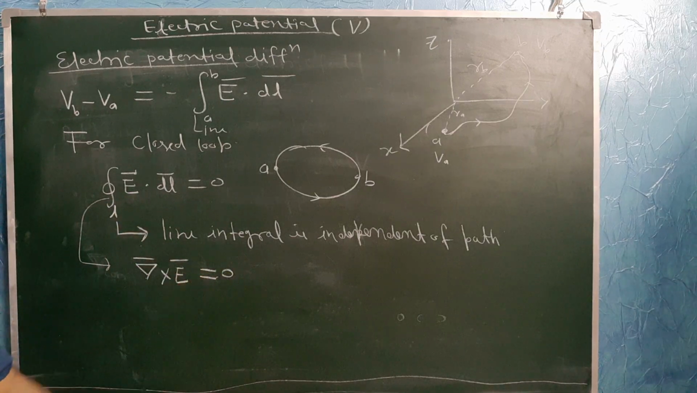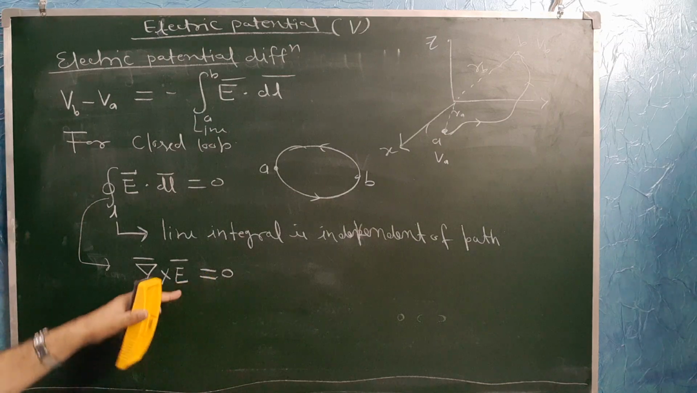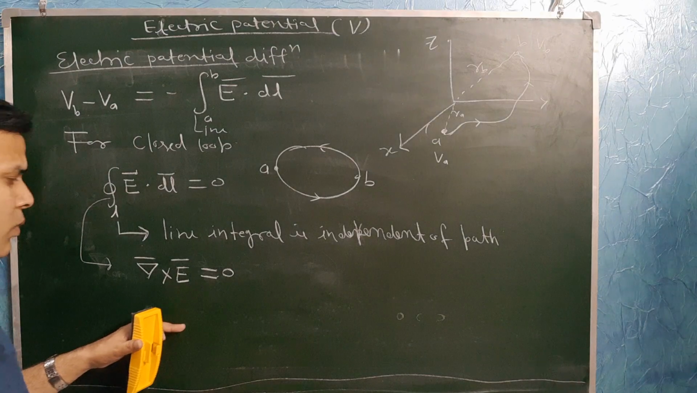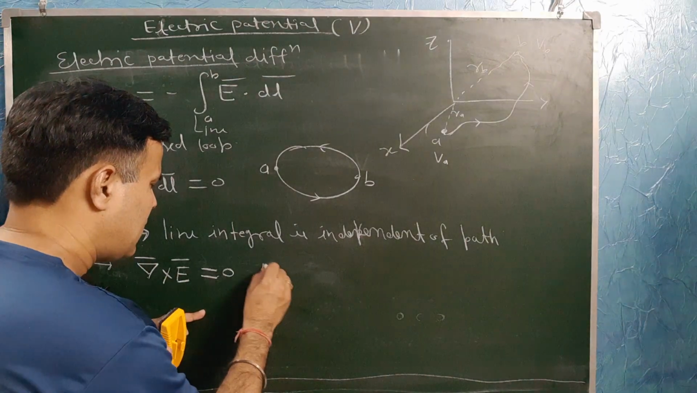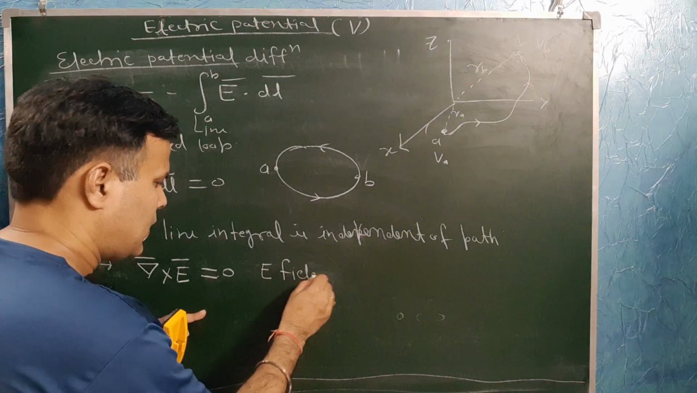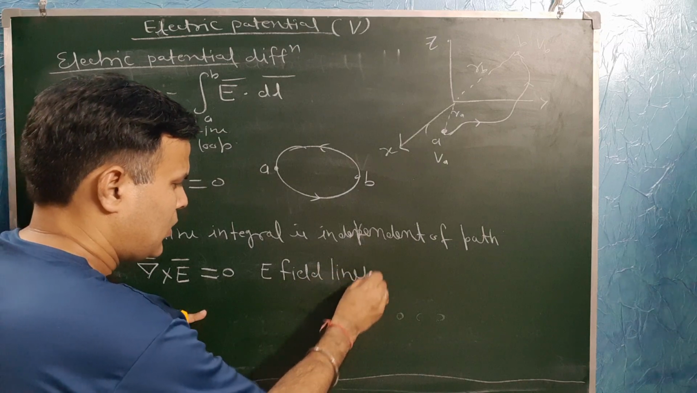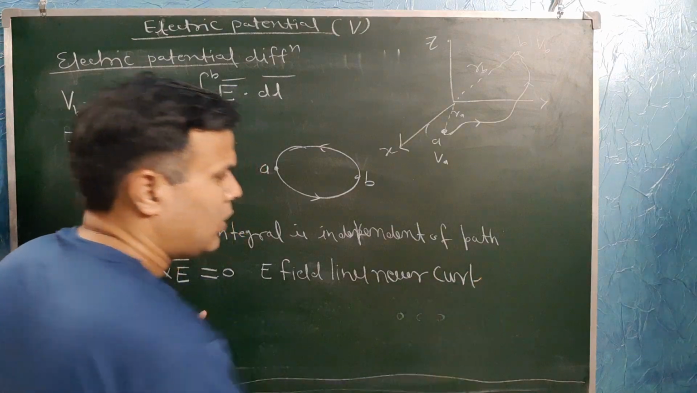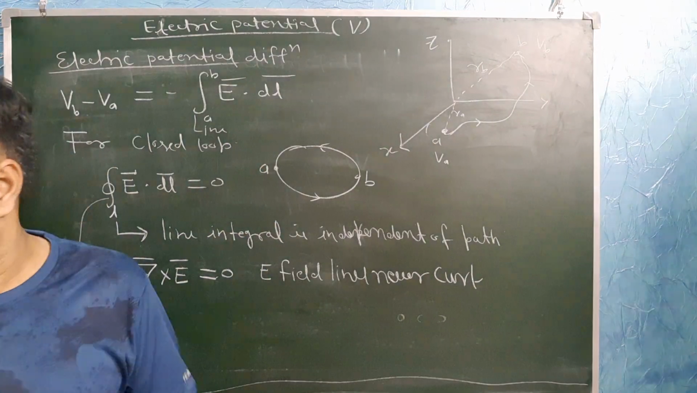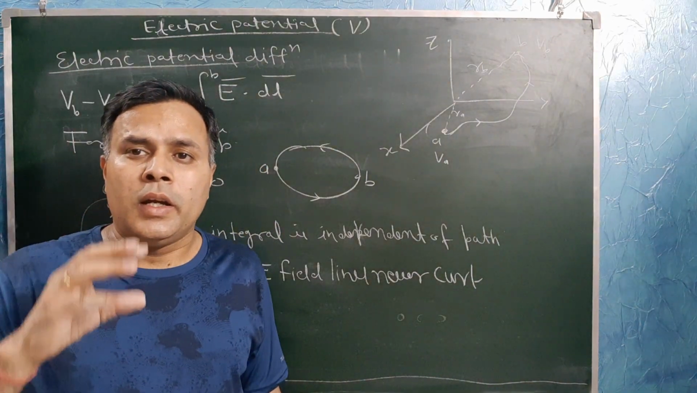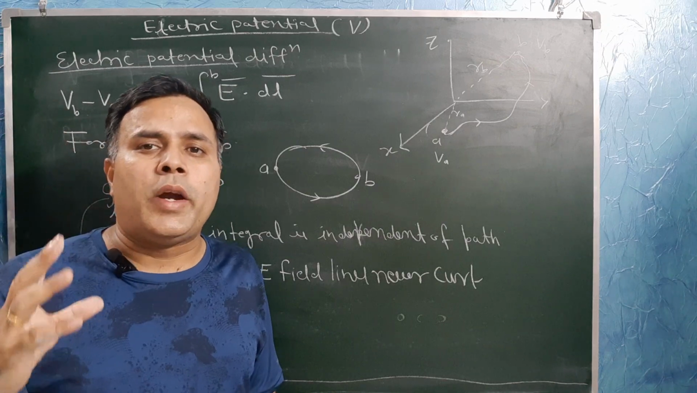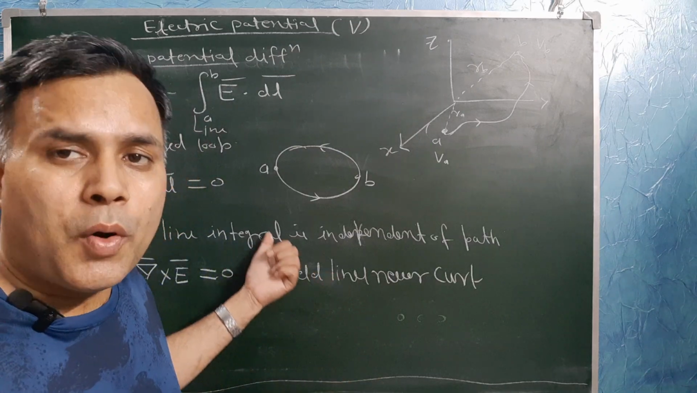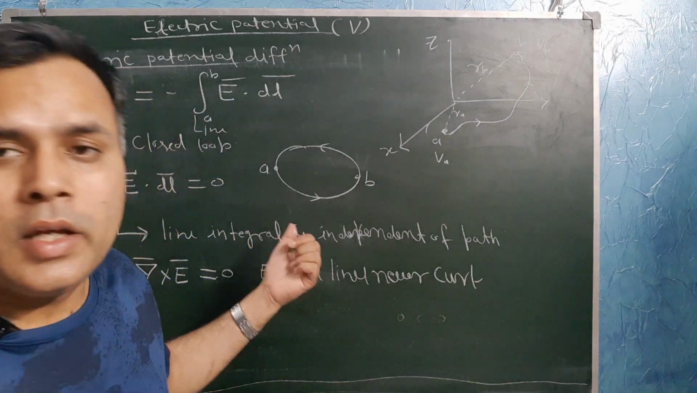So we have del cross E equal to 0, which tells us that in electrostatics, del cross E is equal to 0, which means electric field lines never curl. They only diverge or converge through a point in a question. So this is very important information about the electric field and field lines in electrostatics.